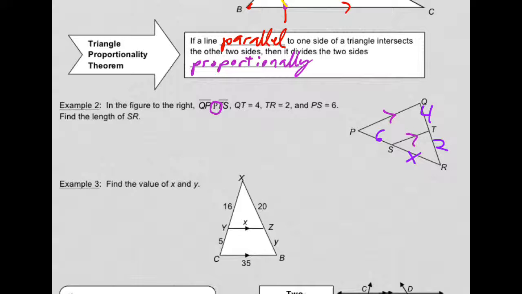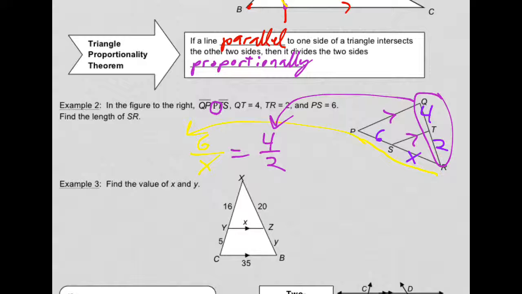Well, since it divides these guys proportionally, then we can just create a proportion from this. And for this, I'm just going to take the lengths on this side, and then bring them over here, and I'm going to say 6 over x, and then I'm going to take the lengths of this side right here, bring them over here, and say equals 4 over 2. So we're just looking at the side segments. So 6 over x equals 4 over 2.